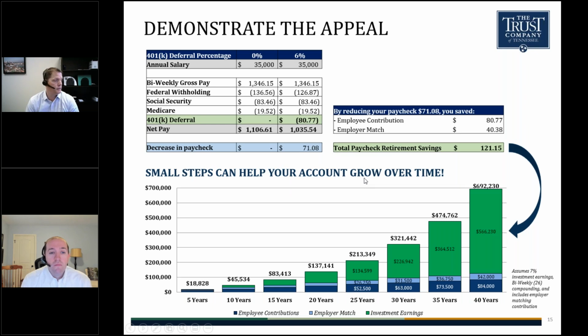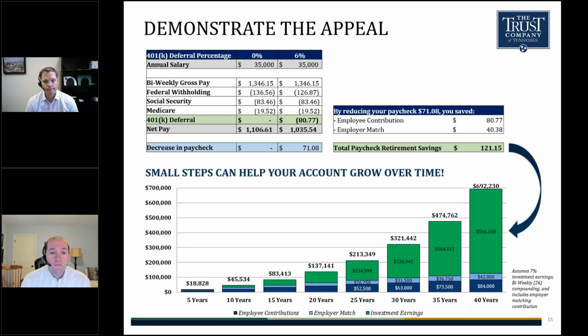Another way to really get people to jump into the plan and participate is to demonstrate the appeal of your retirement plan. This is a slide that we have in all of our enrollment books. We walk through somebody who's not participating, and then somebody who's participating in the plan, and it's very easy to see. It's a very visual and tangible way for an employee to say, hey, if I put 6% in the plan, I'm only losing $71 out of my paycheck, but I'm now putting away $121 with my employer match.